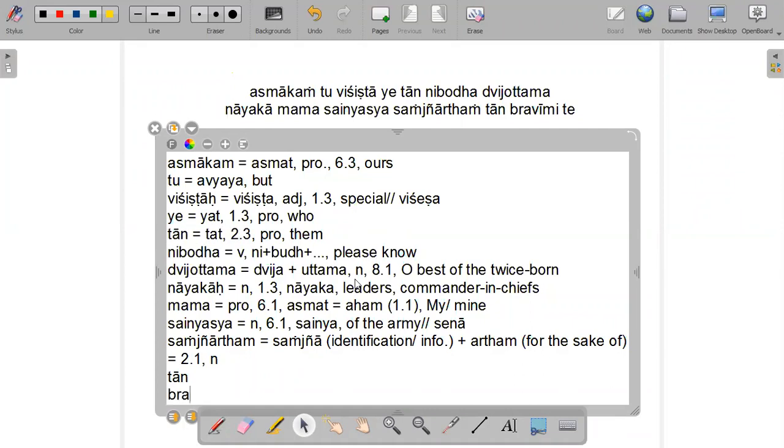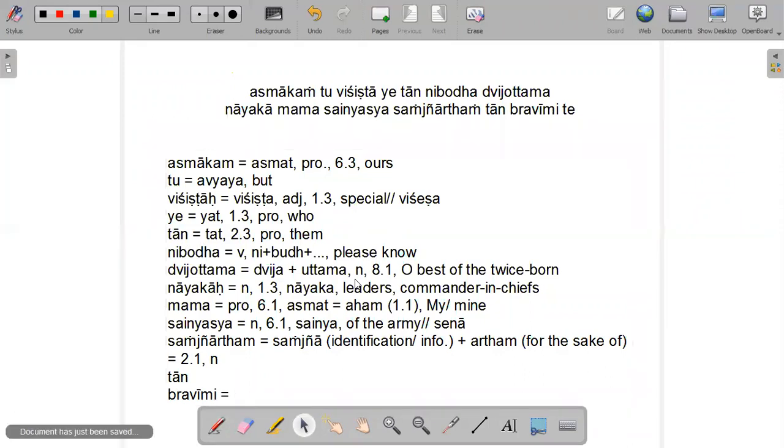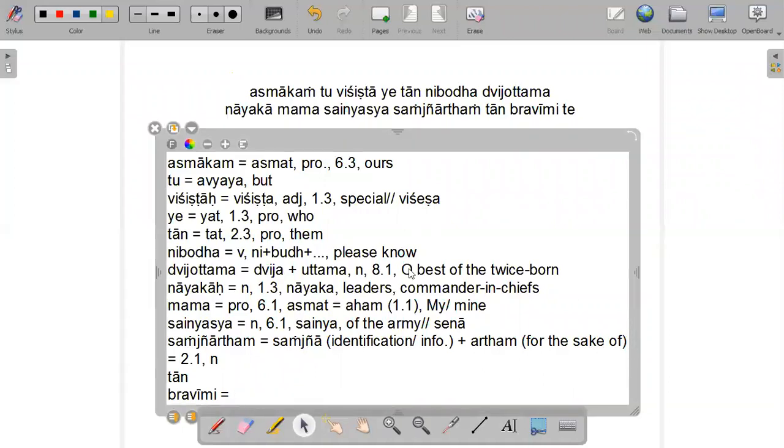Then we have Bravimi. What is this: verb, noun, adjective, pronoun? Verb. This is a verb. And what does it mean? Telling, I'm telling you. So this is actually first person. Duryodhana is telling for himself that I'm telling.